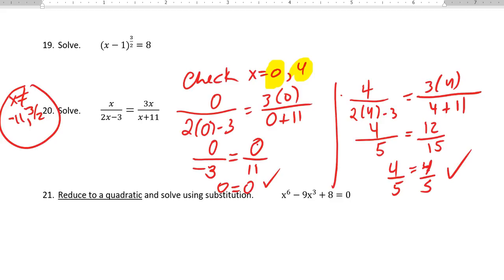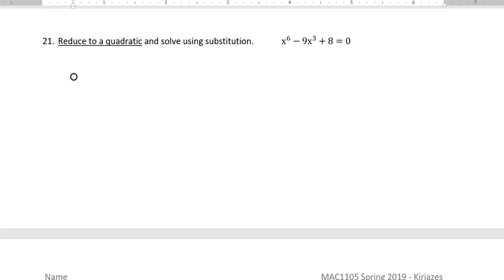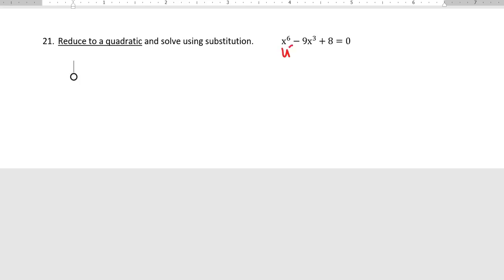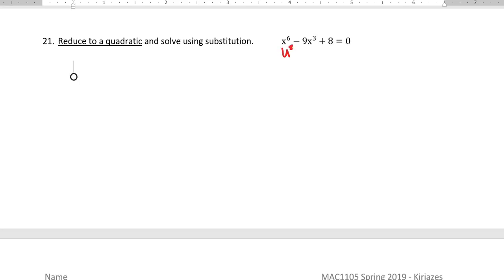Our next problem asks us to solve a higher order power problem that's not quadratic, but to reduce it to a quadratic and to solve. And I will give you these keywords on the test, so don't worry. So what we want to have happen is we want our first term to have a square as the exponent. So I'm just going to write below it u squared. And we want our next term to be a u. So I write below it u.